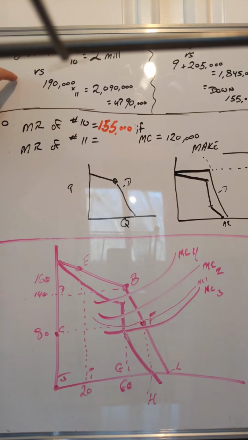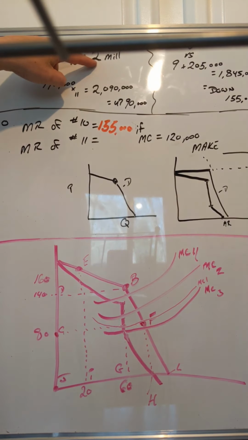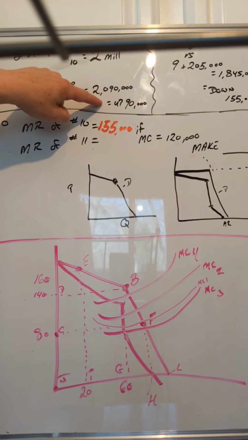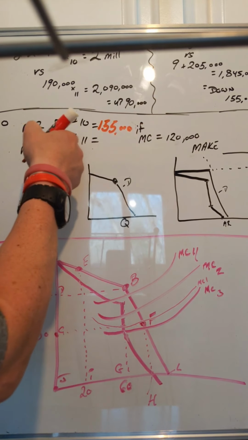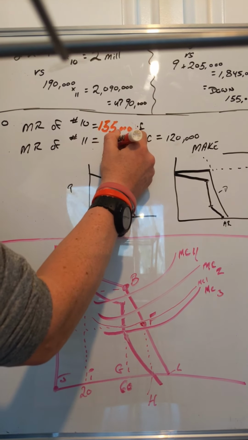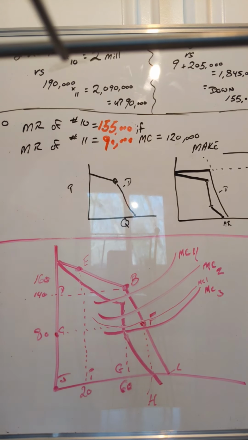Right? And the same thing applies here. This one's a little easier. What is my marginal revenue of the 11th? Well, I went from $2 million to $2,090,000. So that means my marginal revenue from the 11th was $90,000. Why do I care about any of this? Because we have to figure out what was the best decision.